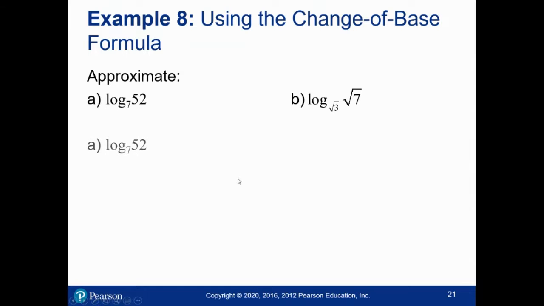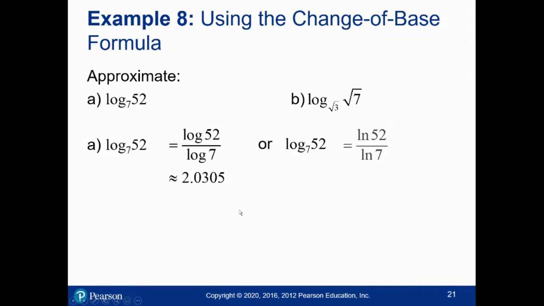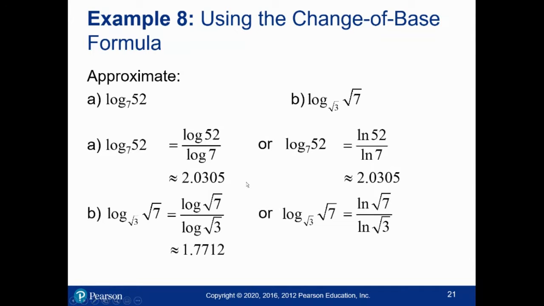So hopefully we've done these. Using the change of base formula, if we use the log base 10, we could write it like this, which works out to about 2.03. If you use natural log, you'd have natural log 52 over natural log 7, and you'd have exactly the same result. And for part B, here's the natural log version, it's the same thing. It's really the same process, it's just we have a root 7 and a root 3, and you should end up with 1.77, no matter which way you did it, with common logs or with natural logs.